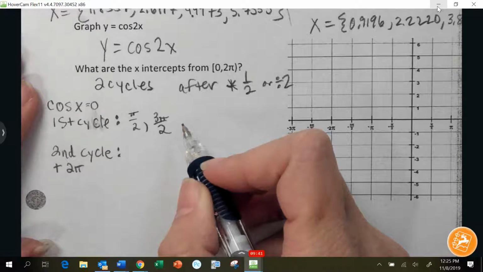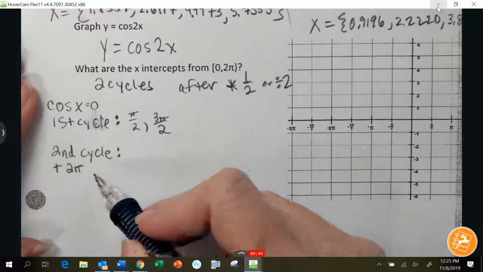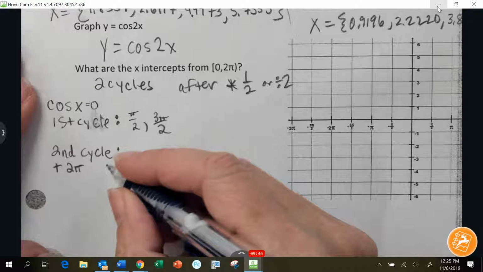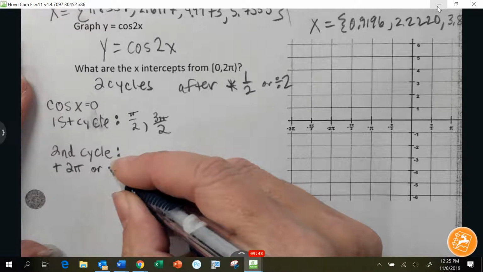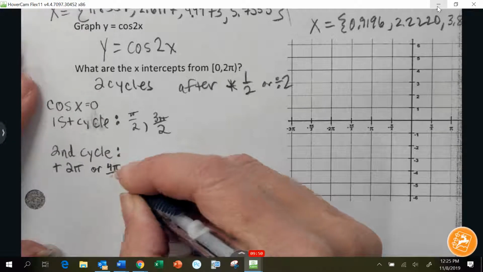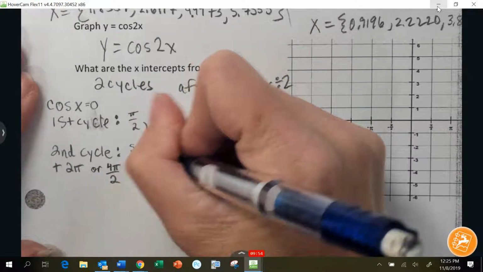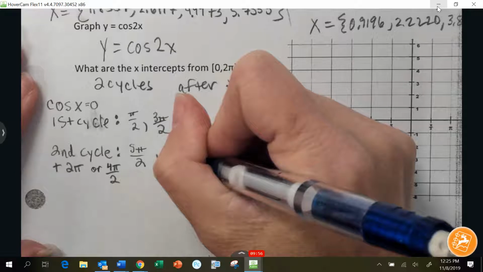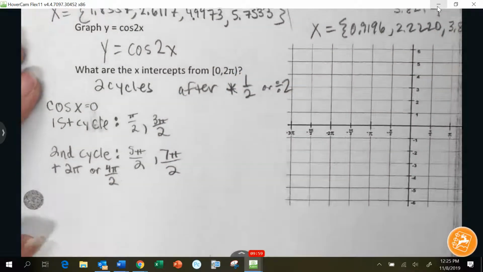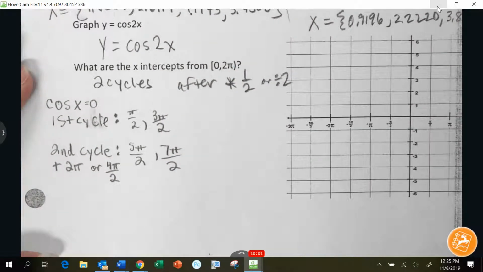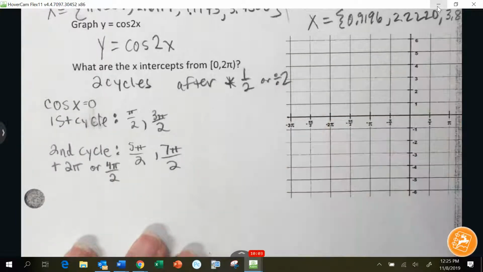But in order to add pi with 2 pi, I have to have common denominators. So I'm actually going to add 4 pi over 2 because that is 2 pi. So if I add 4 pi over 2, I get 5 pi over 2. I get 7 pi over 2. And we just saw that happening. So this is 2 full cycles of cosine x.